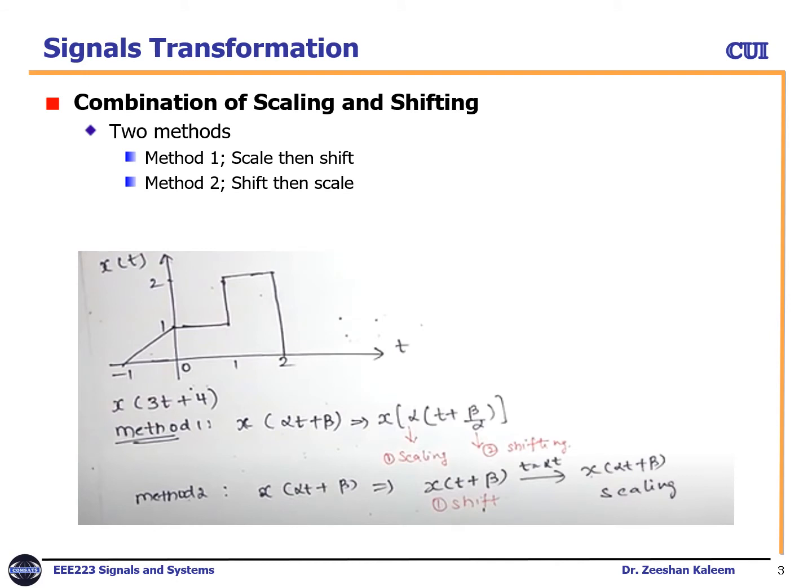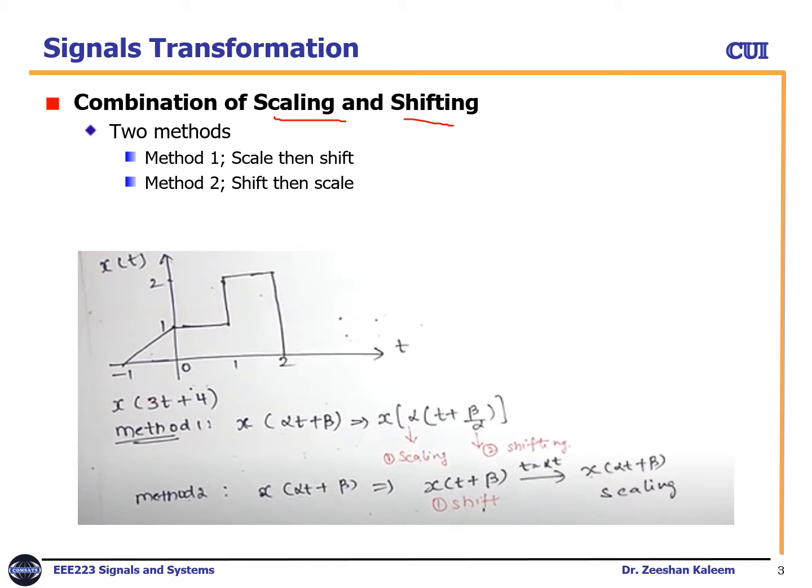What is combination of scaling and shifting? As we already studied in our previous lectures, we can either scale the signal or we can shift the signal. But what if we have a type of signal where we require both of these properties, like the scaling and the shifting?